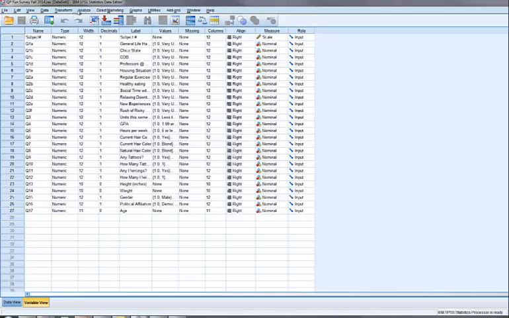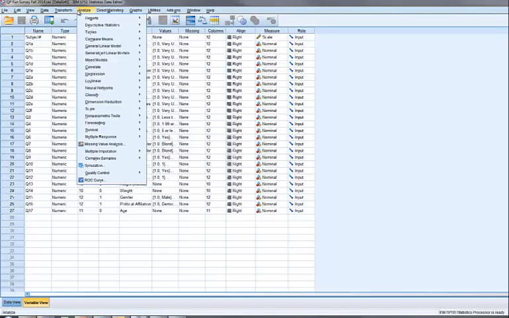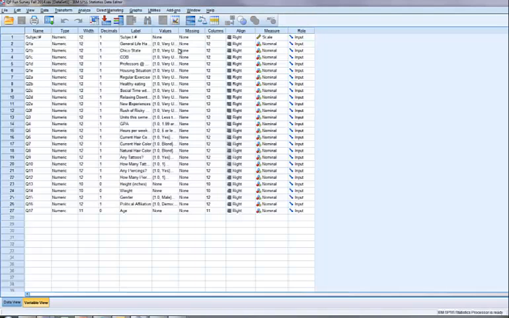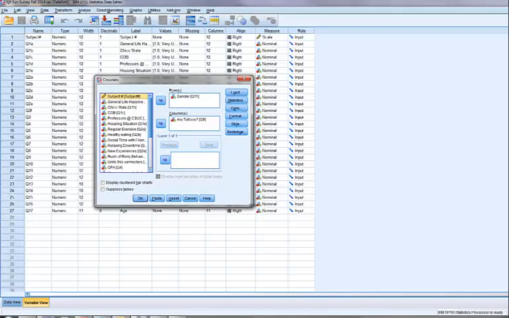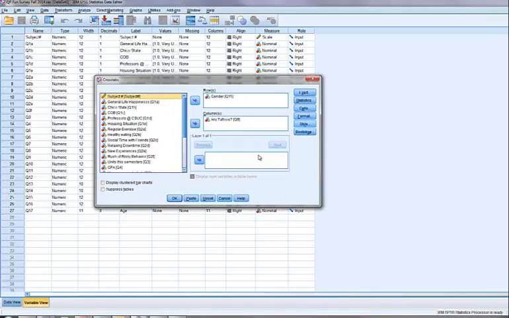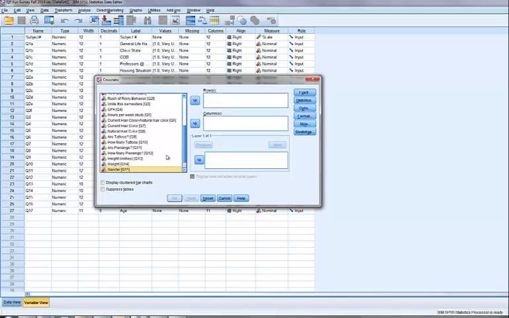So in order to run a crosstab, we go to Analyze, we select Descriptive Statistics, and then you'll see the tool that we need, which is Crosstabs. So it's Analyze, Descriptive Statistics, Crosstabs. Once we select that, the dialog box opens up for SPSS. I just ran a different crosstab a few minutes ago.